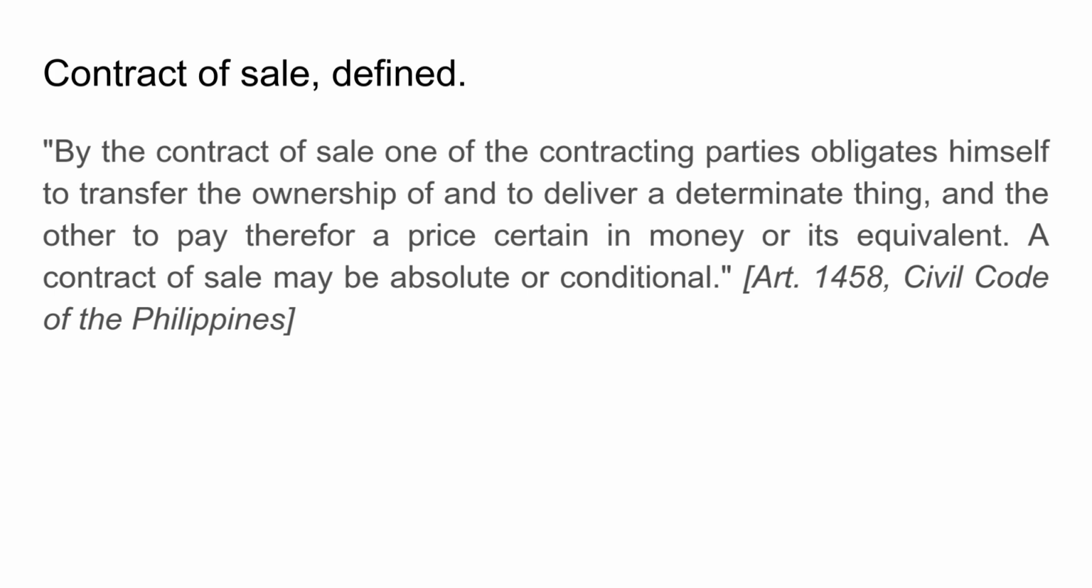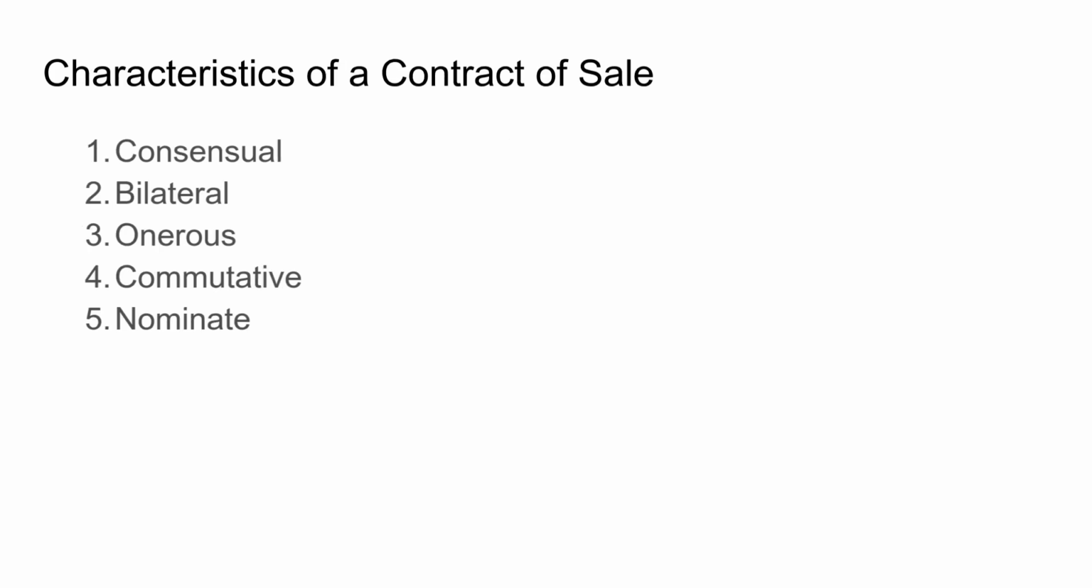This means that the essence of a sale is the exchange of a thing for a price. The seller must deliver and transfer ownership, while the buyer must pay the agreed price. The contract of sale is a principal mode of transferring ownership in Philippine law, and is foundational in both property and commercial transactions. A contract of sale has 5 defining characteristics: consensual, perfected by mere agreement; bilateral, both parties have reciprocal obligations; onerous, each gives something of value; commutative, the values exchanged are intended to be equivalent; nominate, specifically named and regulated by law.